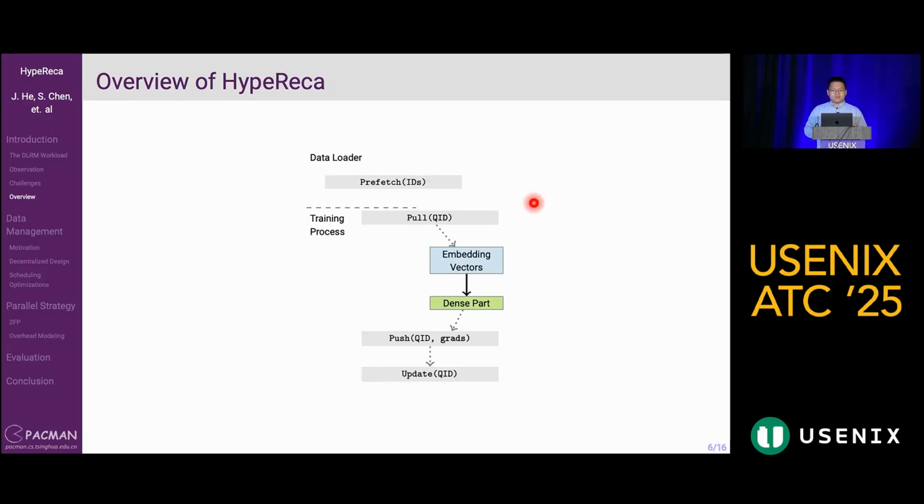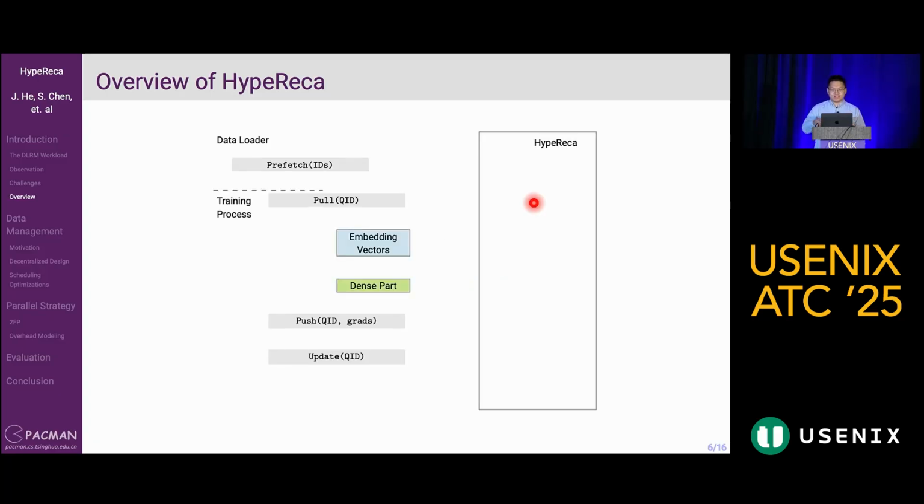So before digging into details, let's first see the overview of our system, HypeReca. It is a replacement of the original hybrid parallel embedding layer in the distributed DLRM training settings. Our system works as a standalone database-like module, working independently of any original training engines like PyTorch or TensorFlow.